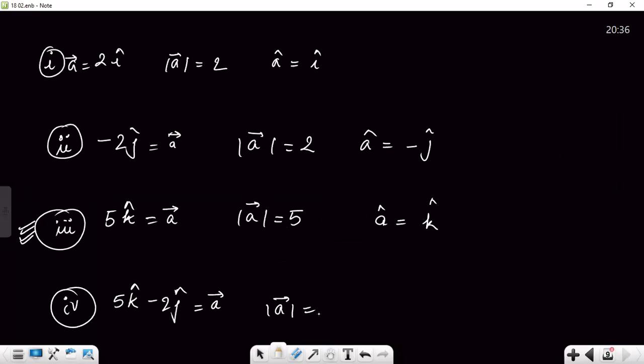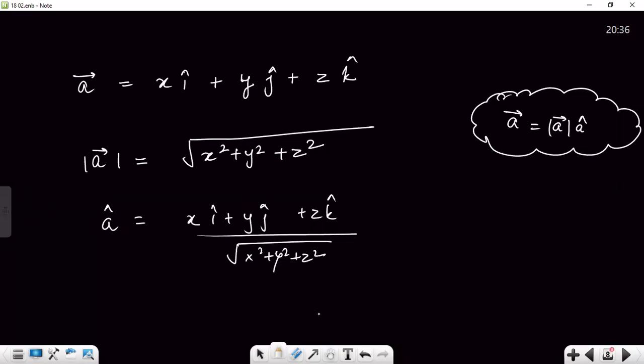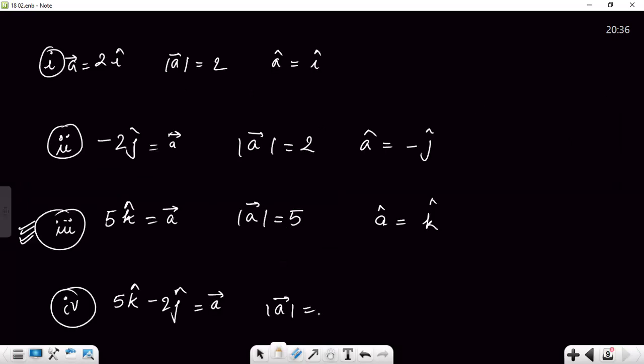Yes. What is the coefficient of I cap here? X was the coefficient of I cap here, na? What is the coefficient of I cap here in the fourth? We don't have I cap. Yes, we don't have I cap. So we can consider its coefficient is 0.